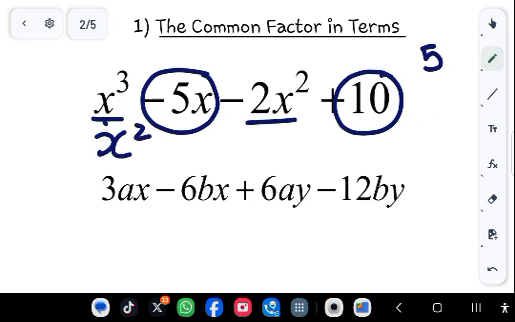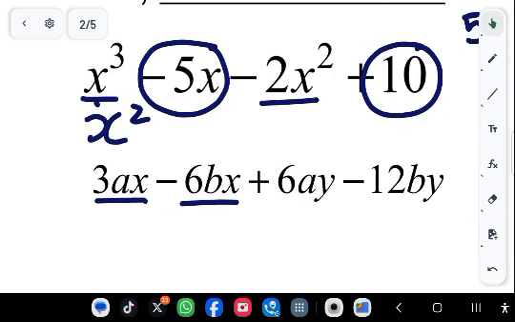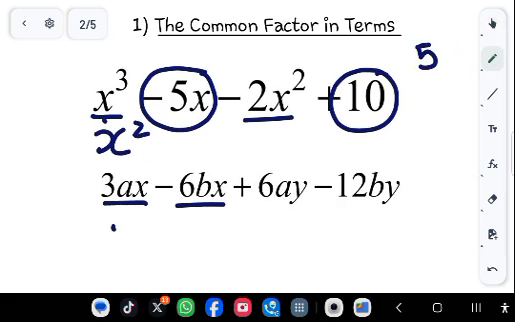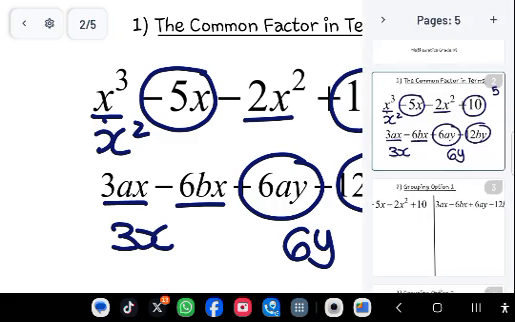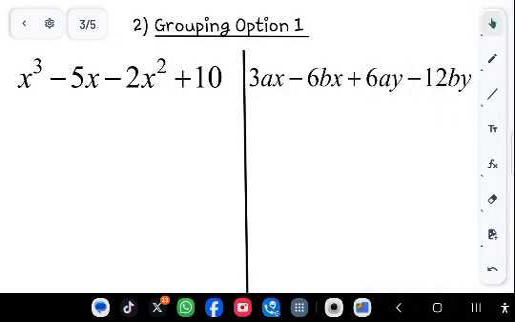All right. In the next one, these two, 3ax and minus 6bx, have a common factor, and the common factor is 3x. And then these two have got a common factor that is simply 6y. That's how you do it. Now notice that you've got two options. You can either take this, and you can also use another way to factorize using option 2. Let's look at option 1.